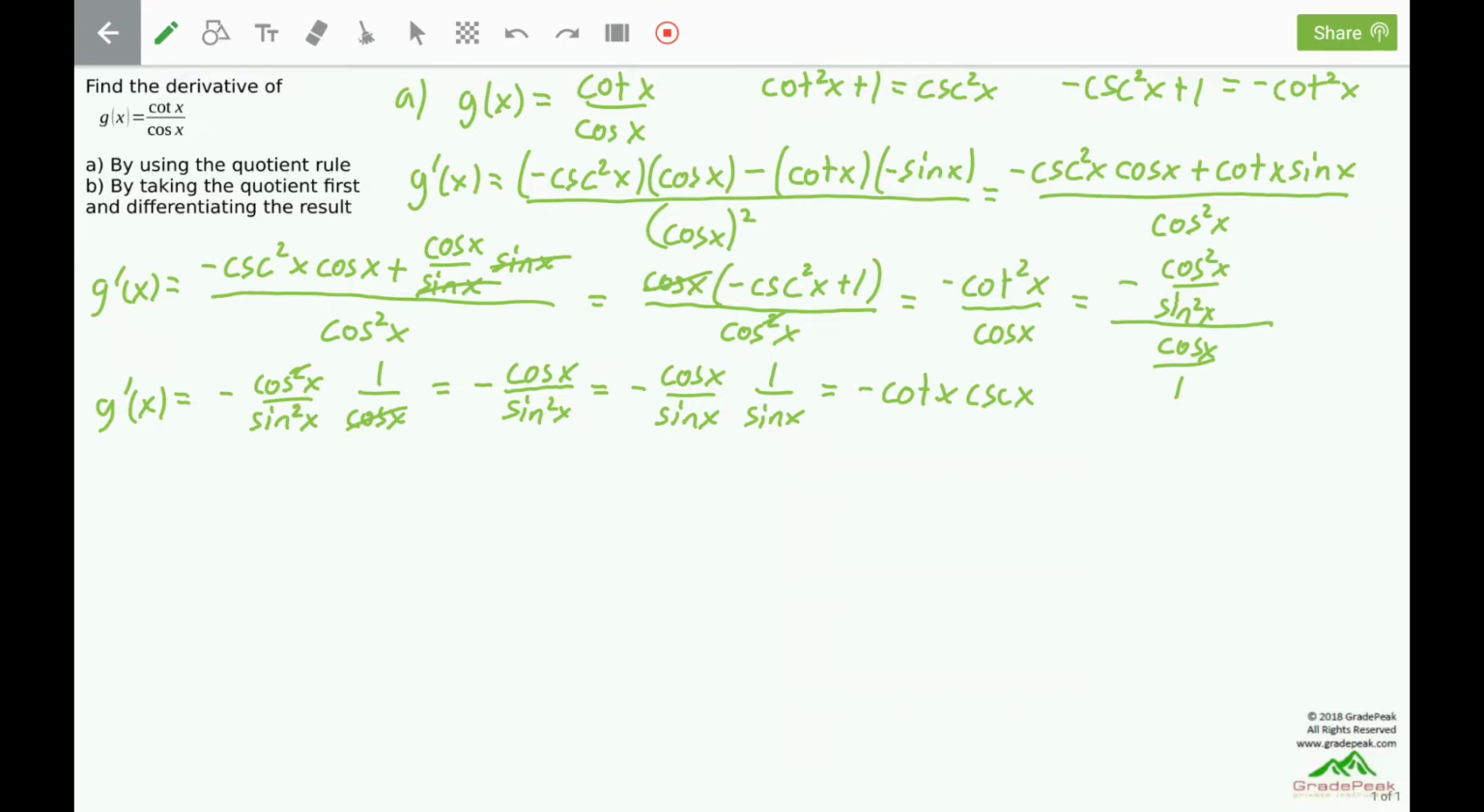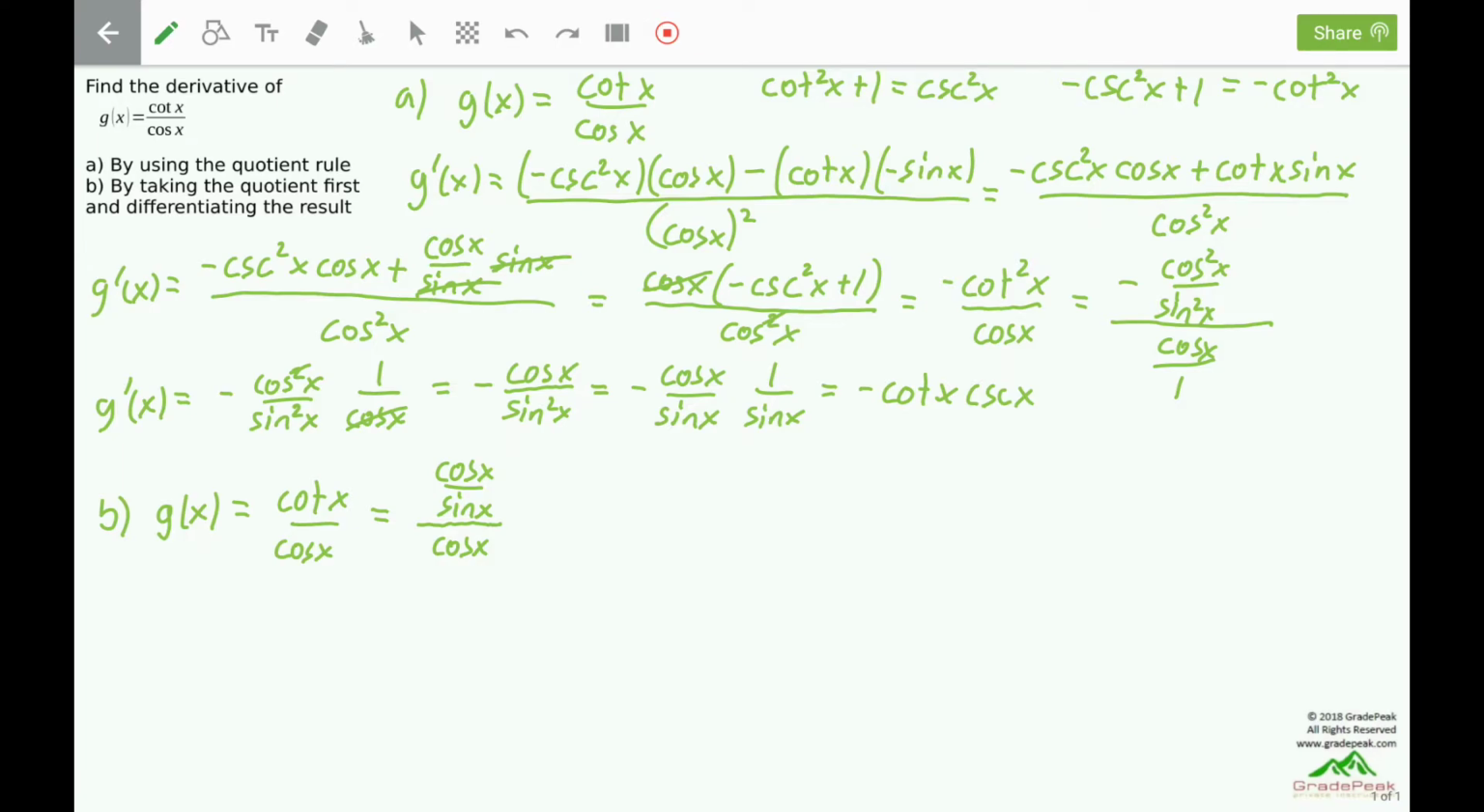Now for part B, we're going to take the quotient first. Our g of x is the cotangent of x divided by the cosine of x. The cotangent is the cosine over the sine, and then all of this over the cosine of x. Since we have a fraction in the numerator, we're going to want to reciprocate the denominator and multiply it with the numerator.